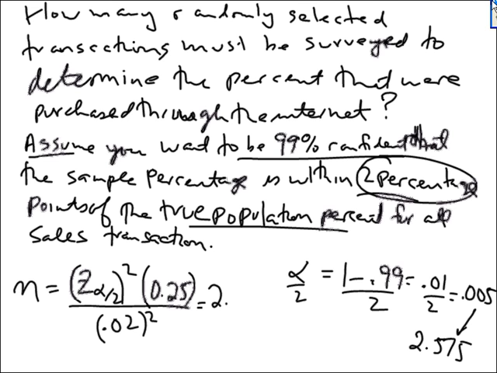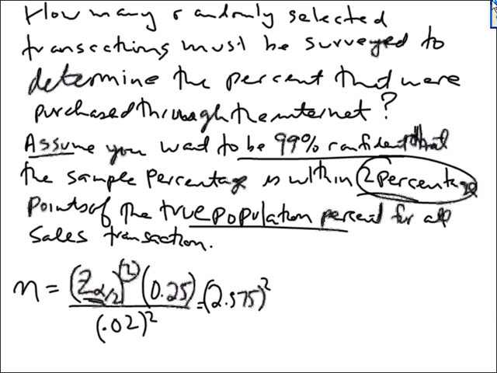So we get 2.575 squared. We get z sub alpha over 2 squared times 0.025. That was the only thing we had to find. The 0.025 is a constant. It's always 0.25, unless you know p hat and q hat. And we had her kind of solve the 0.02 out of the problem. E is 0.02.